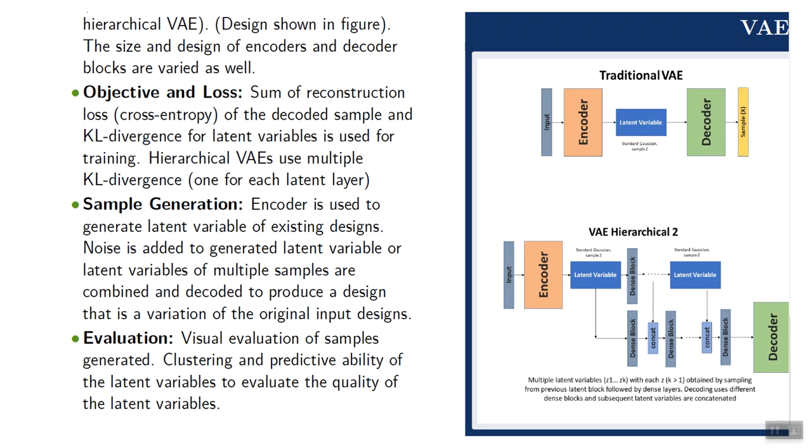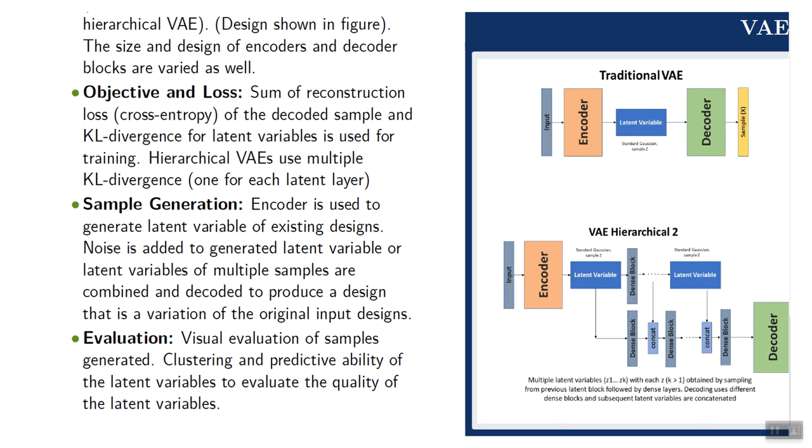It has a combination of reconstruction loss, which includes the cross entropy loss of the generated output in comparison with the input, and the KL divergence loss associated with the latent variables. For hierarchical variational autoencoders, where we have multiple latent variables, we have a separate KL divergence loss, one for each latent variable module.